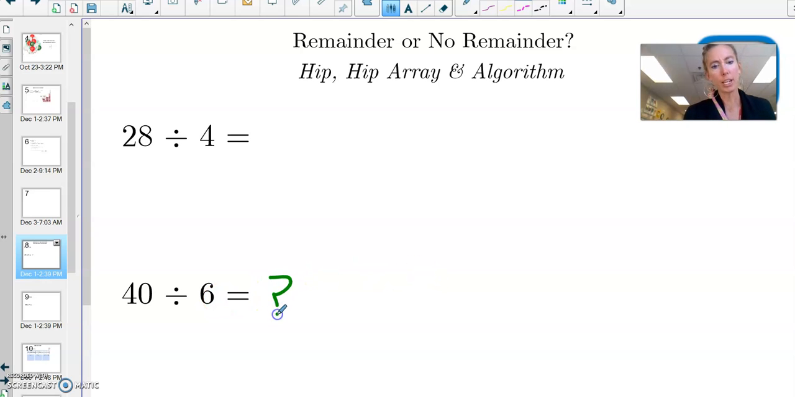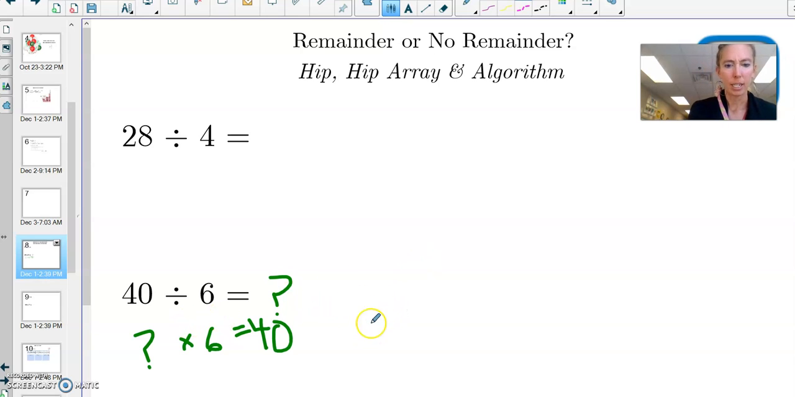Think of it as a multiplication problem. So I have something times 6 that gives me 40. Now that first one didn't give us a remainder, so maybe this one will. So let's try to array it. What do we know? We know one side of our array is 6. And I know the other side is, I don't know. But I know the total amount of tiles is 40.